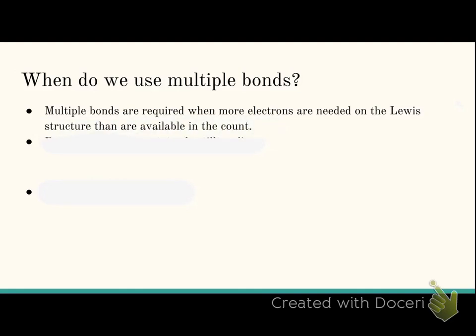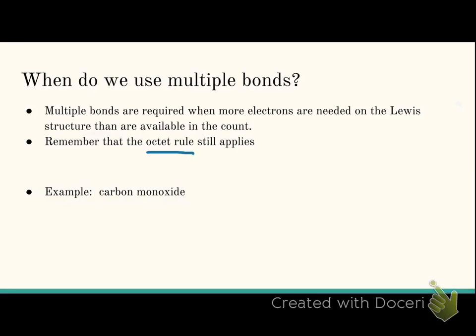So we have to do our valence electron count. If we draw our Lewis structure and we only have 10 electrons available, but in order for everything to have an octet, we need 14, then that's when we're going to start using a double bond, maybe a triple bond. So let's look here at some examples. A key thing here is you have to remember that the octet rule, that applies to everything besides hydrogen and helium, is still going to apply in this situation. So you have to remember that everything still needs an octet.